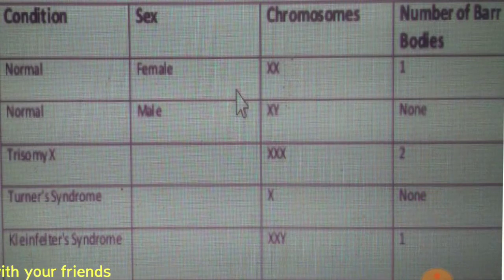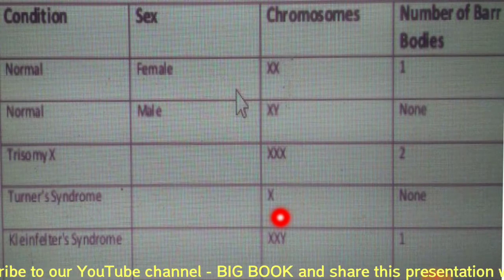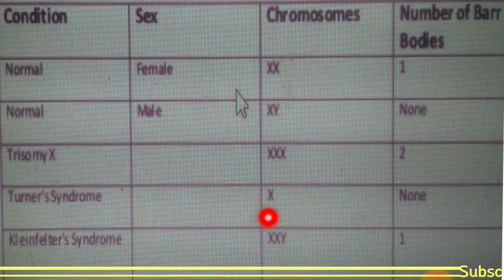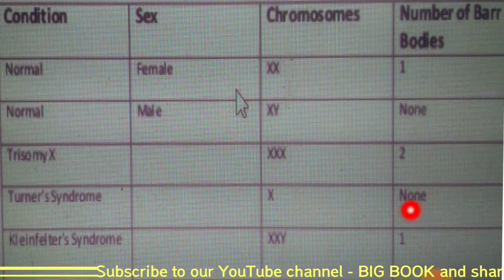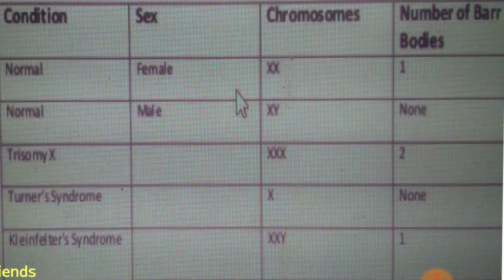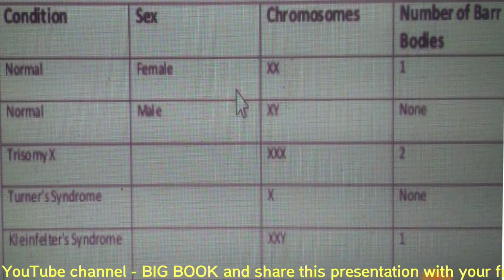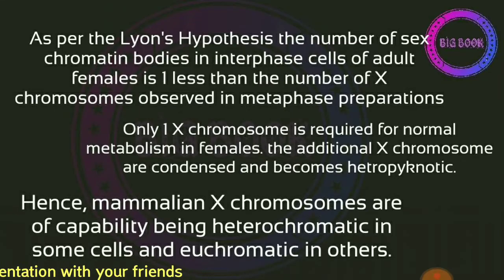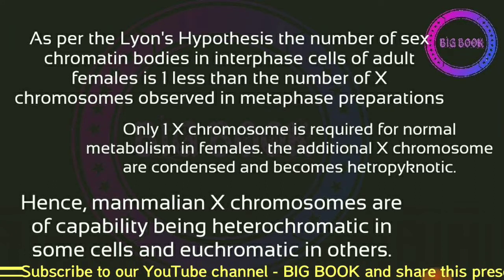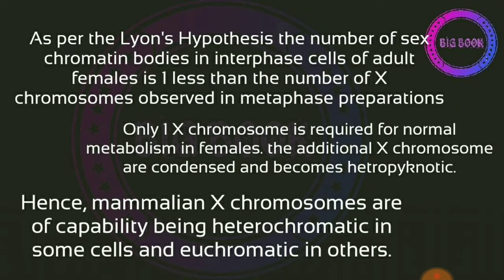And below, Klinefelter syndrome, here you can see XXY as the sex chromosomes. So here you can see 1 Barr body. This is a small table which gives the exact meaning of what Mary Lyon is explaining. As per Lyon's hypothesis, the number of sex chromatin bodies in the interphase cells of adult females is 1 less than the number of X chromosomes observed in metaphase preparations.